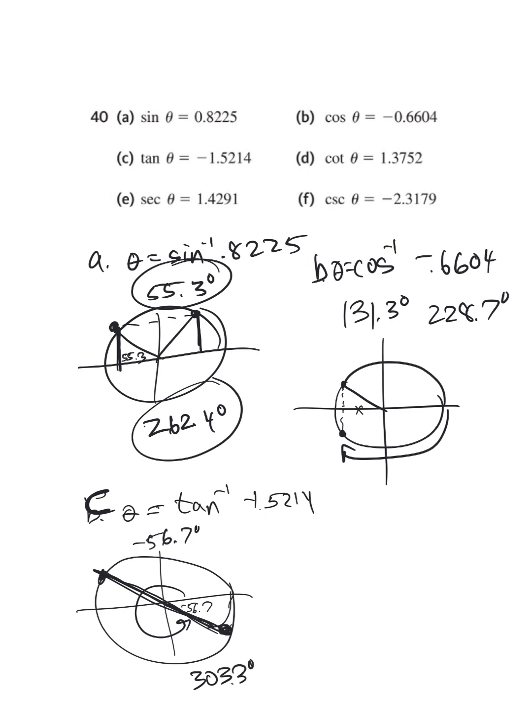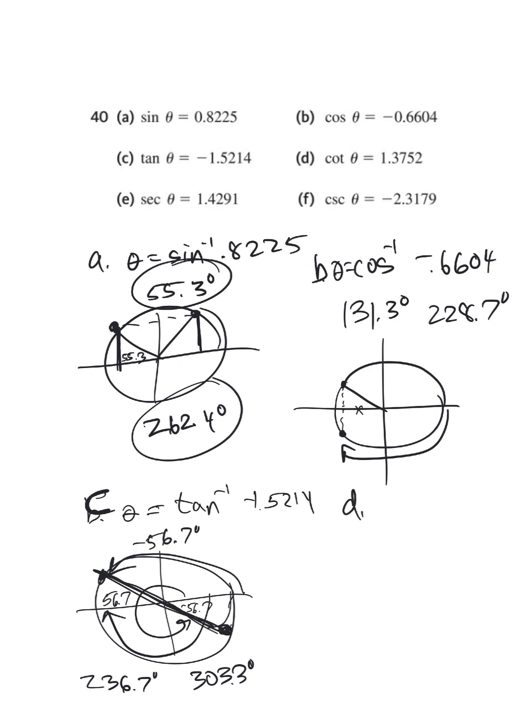So the question then is, what is that other value? If we go backwards, 180 plus 56.7, that gives us 236.7. So those are the two values where you get negative 1.5214.